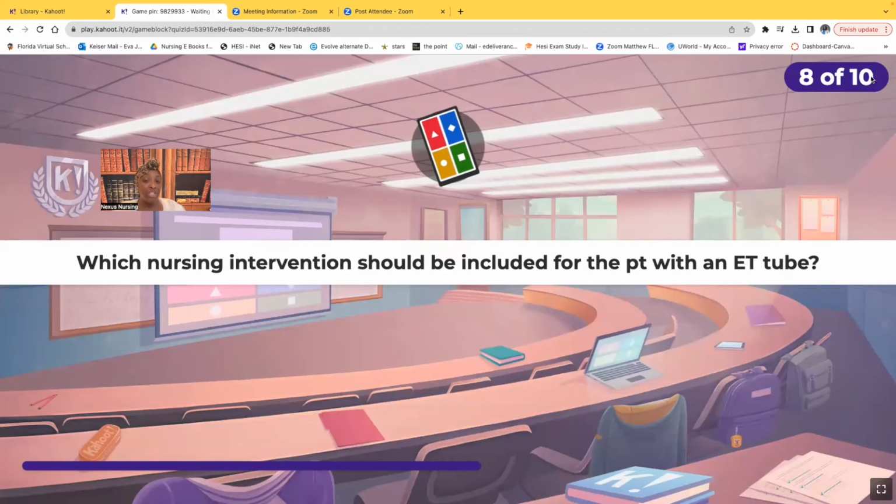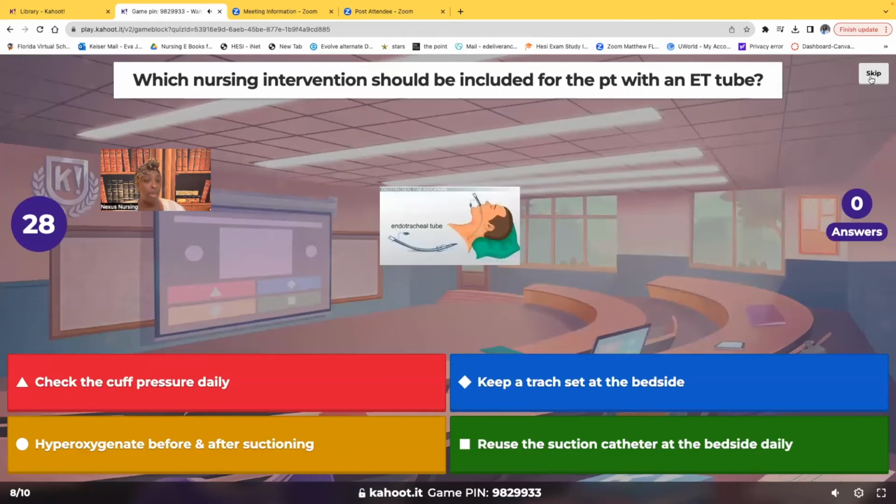Which nursing intervention should be included for the patient with an endotracheal tube? What are you going to do? Check the cuff pressure daily, keep a trach set at the bedside, hyperoxygenate before and after suctioning, or reuse the suction catheter at the bedside daily.